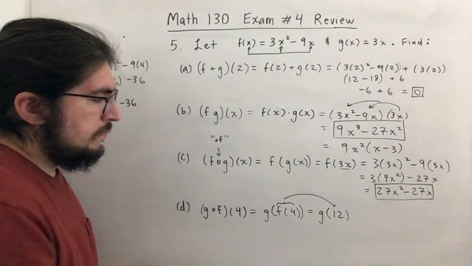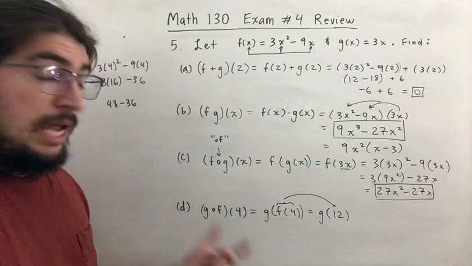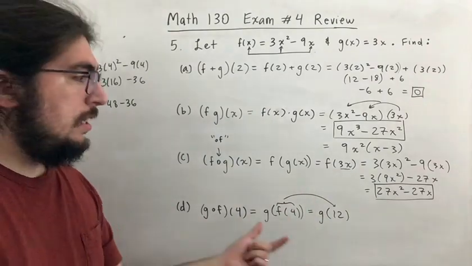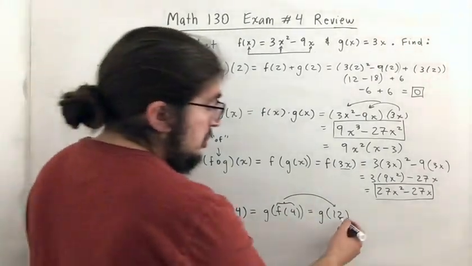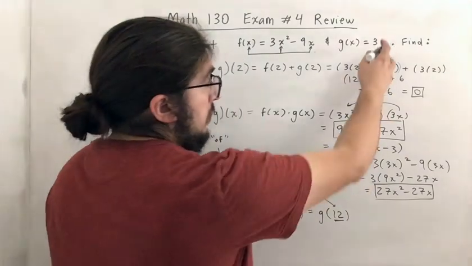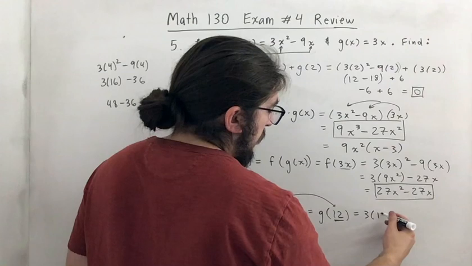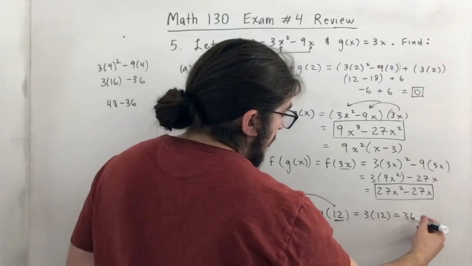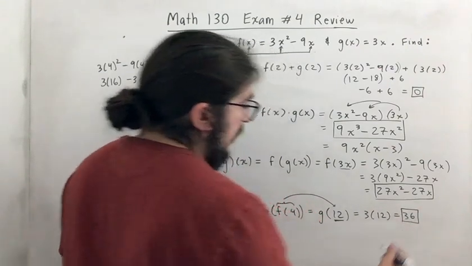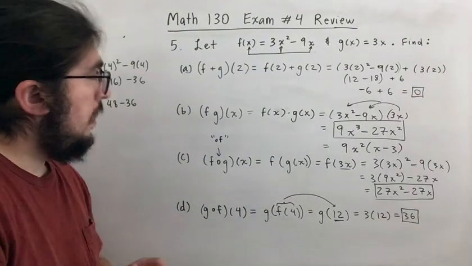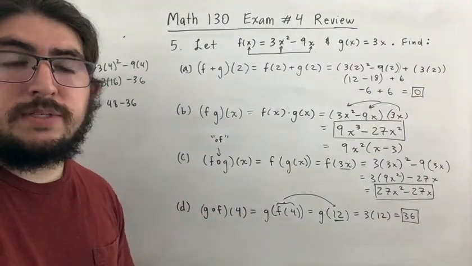There we go. Great. So now we need to find g of 12 to complete this. So how do we do that? We plug 12 into g. So g of x is 3x, so g of 12 is 3 times 12, replacing that x with 12. Then we get 36. Awesome. Great, so that was 5. Now let's move on to number 6.